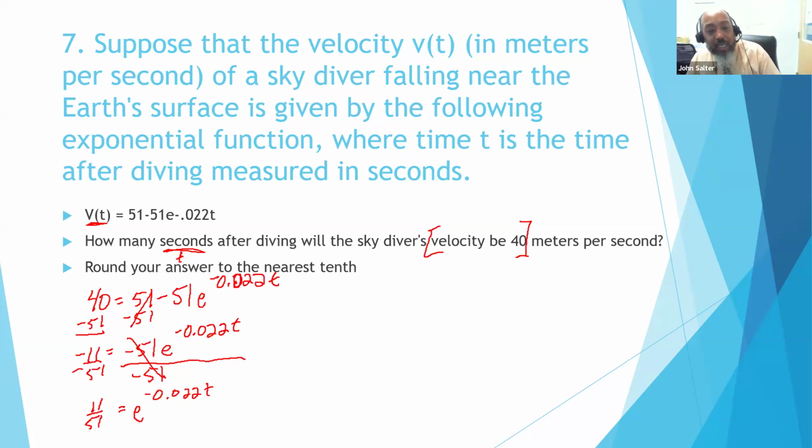I need to get rid of this e next. So what I'm going to do is I'm going to take the ln of both sides. And when I do, on the left, it's just going to be ln of 11 over 51. The ln and the e cancel, so that just leaves me with what was in the exponent, which is -0.022t. Last step, because I'm solving for t, is I'm going to divide by this decimal.